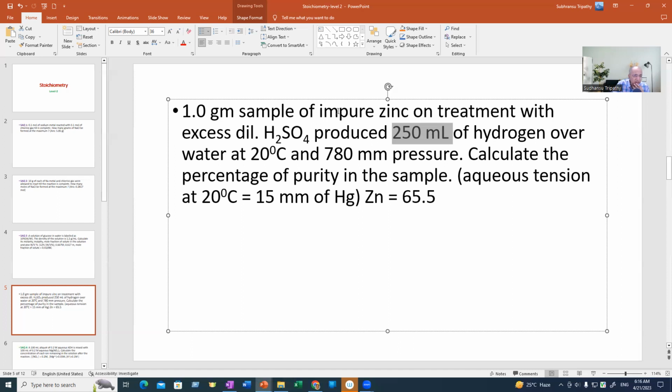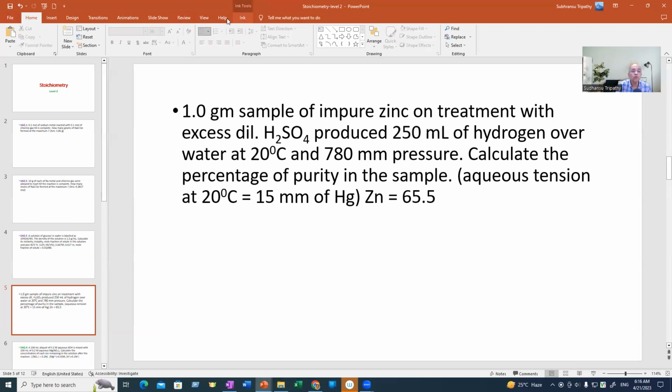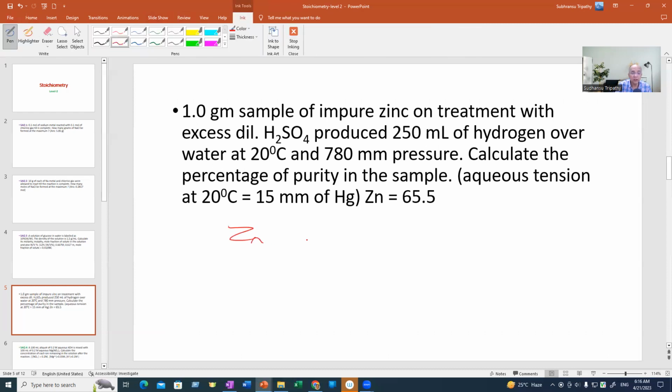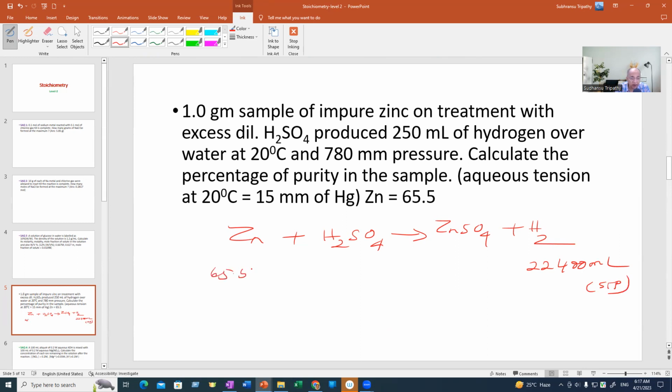Then we are interested to find the actual mass of pure zinc. So the reverse way. Now, in the balanced equation, I am not going to calculate this for you, or I will not ask you to calculate, but it will be a task for you to solve at home. So it is already balanced. So 1 mole is 22,400 ml at STP, which is produced by 65.5 gram of zinc.